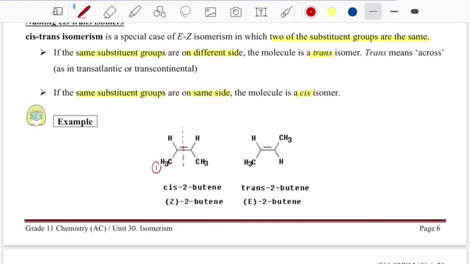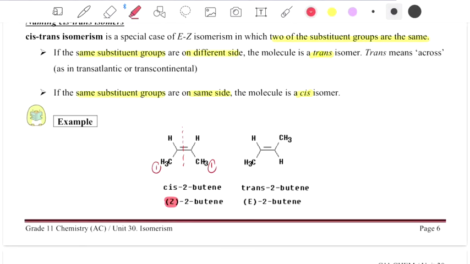So for the left-hand side, the higher atomic number belongs to the methyl group. Here I use a number to represent the high priority atom. Similarly on the right-hand side, because the methyl group has a carbon directly attached to the double bond, we assign the higher priority to the methyl group. Now you can see the two priority groups are on the same side, so it's Z-but-2-ene.